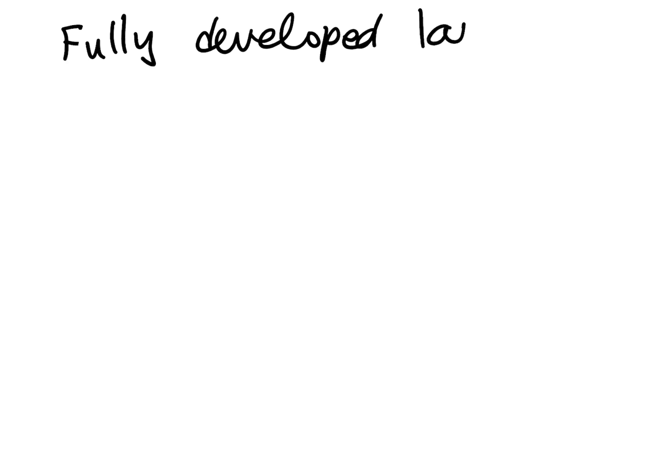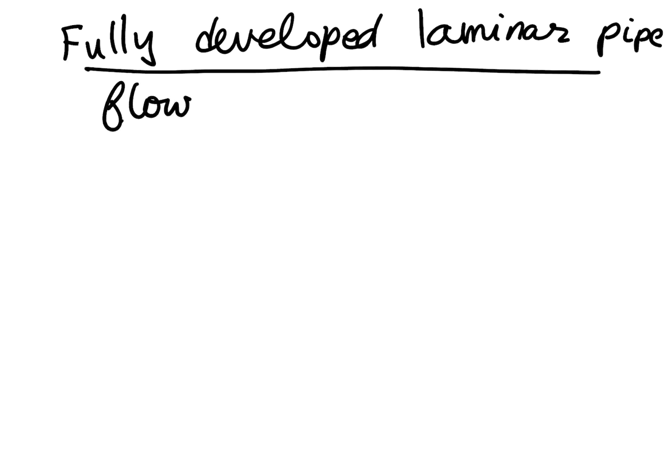Next, we proceed on to the analysis of fully developed laminar pipe flow. We begin by first of all considering a circular pipe.